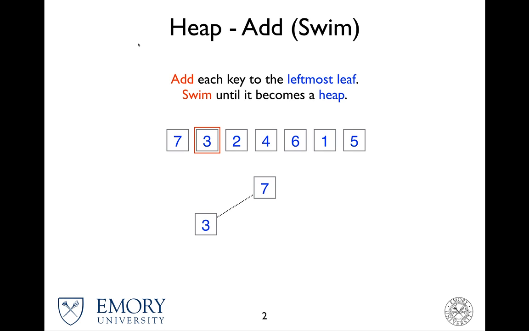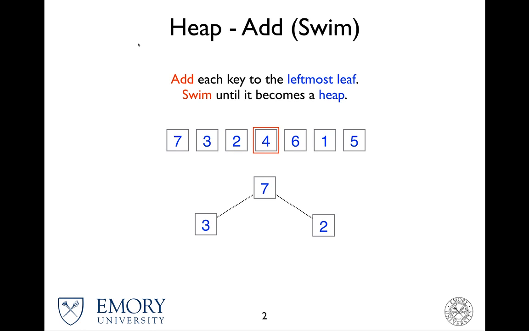Now we compare to see if 3 satisfies the heap property, which means the parent node has a key that's greater than 3, which is the case here. So move on to 2, which gets added here, and check: 7 is greater, so you're good.